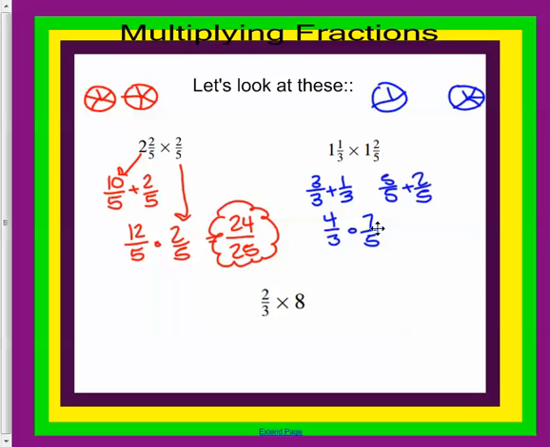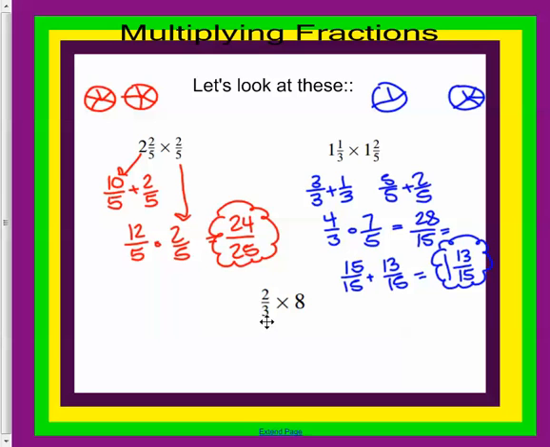Okay, so 4/3 can't be simplified, 7/5, nope. 3 and 7, nope. 4 and 5, nope. All that's left to do is multiply. 7 times 4 is 28, and 3 times 5 is 15. This is improper. We can change it back into a mixed number. So if I look at 28, I know that it's 15/15 plus 13/15. So really it's 1 and 13/15.